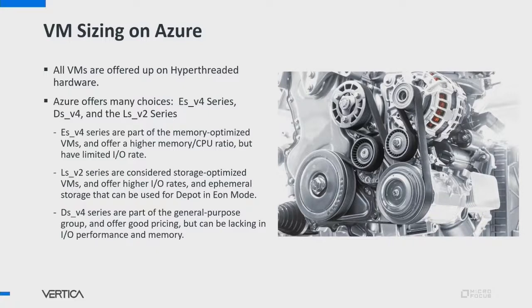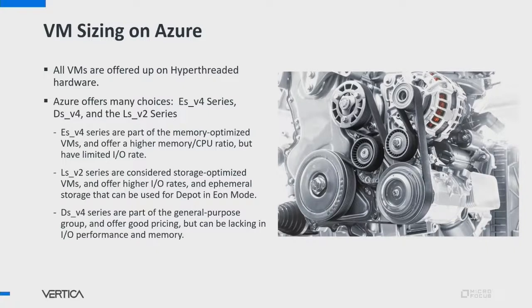Azure offers a lot of different VM types, and it's adding new ones all the time. But for us, we see 3 VM types that make the most sense for Vertica. For customers that are looking to run production workloads in Azure, the ES-V4 and LS-V2 series are the 2 main recommendations. While they differ slightly in CPU to memory ratios and I/O throughput, the LS-V2 series offers advantages in Eon mode.